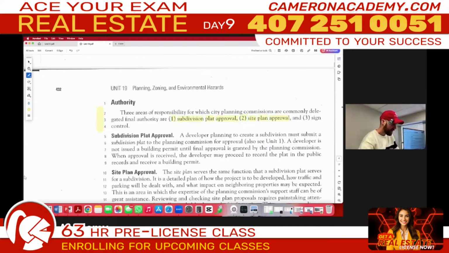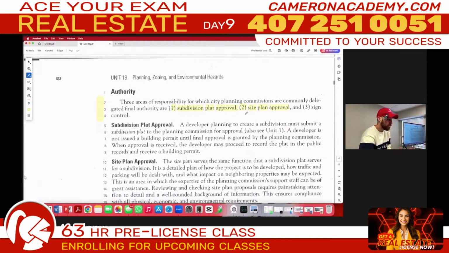So can I. Yep. All right, so the City Planning Commission has control over three things: subdivision plat approval, the plat map, site plan approval, and the actual signage for the entrance of the subdivision, which is interesting.